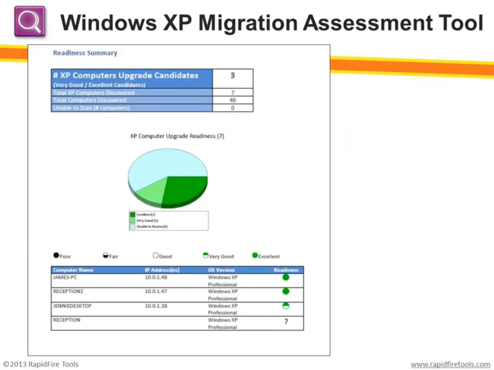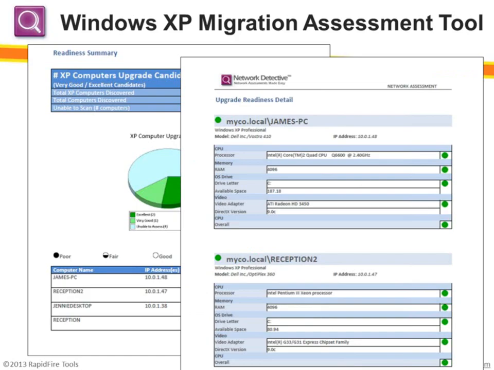The XP migration tools. So, of course, there's the summary, the readiness summary that you get. It identifies the number of upgrade candidates and those which are not. And then you get the details where you might need to drill down and find more. All of this is available to you today. If you're not using it, I certainly encourage you to do so.